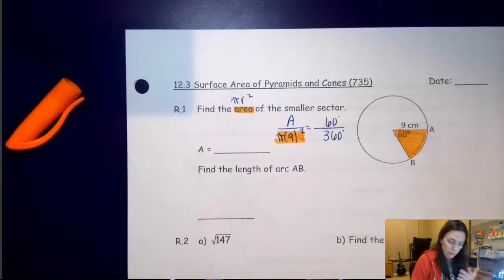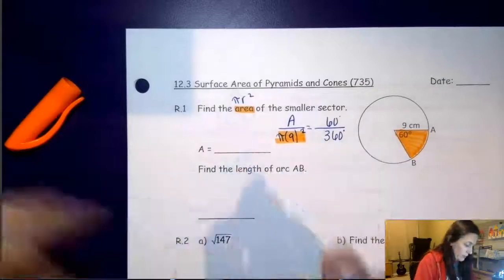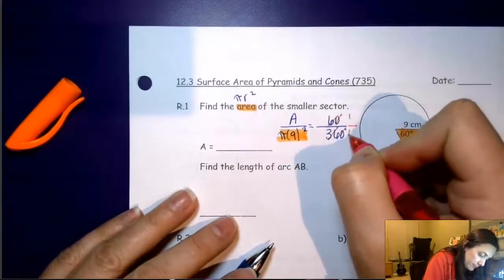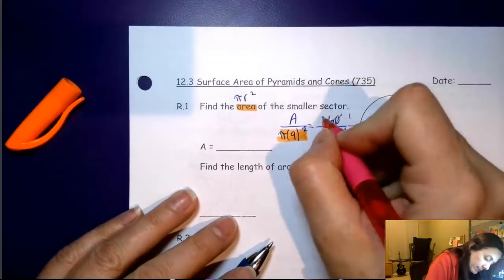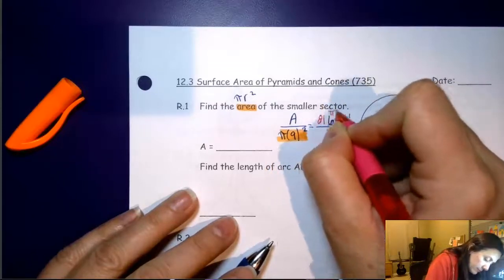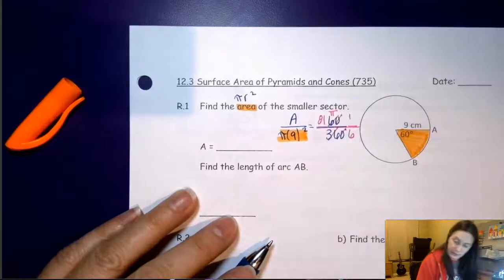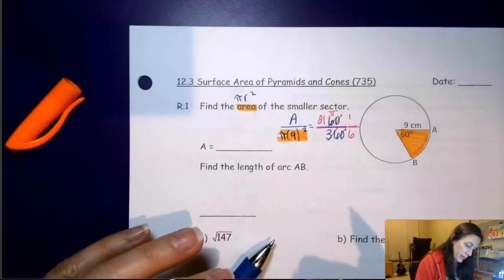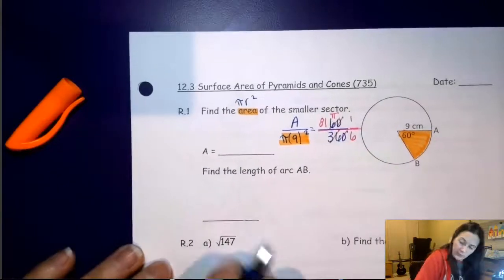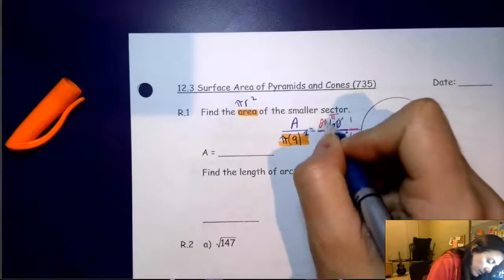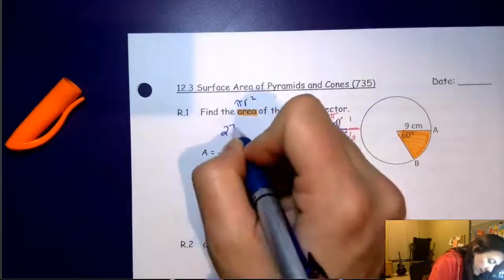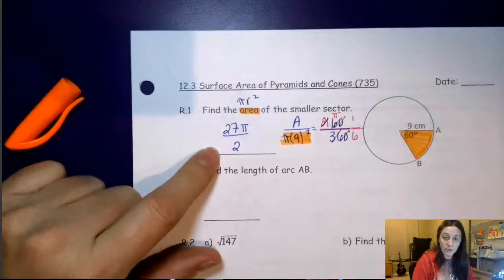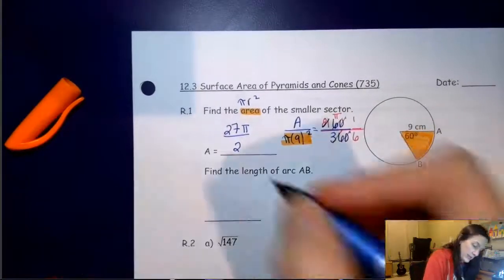We're going to cross multiply. I'm going to simplify first. 60, the zeros cancel, so I get 1 over 6. I'm going to multiply 81 pi over here. Divide by 6. I don't really know that it divides evenly, but it does divide by 3. I can divide by 3 here, and I get 27 pi. 6 divided by 3 is 2. 27 pi over 2 is my area, and my units here are centimeters squared.